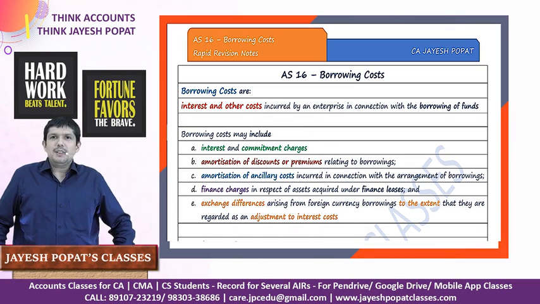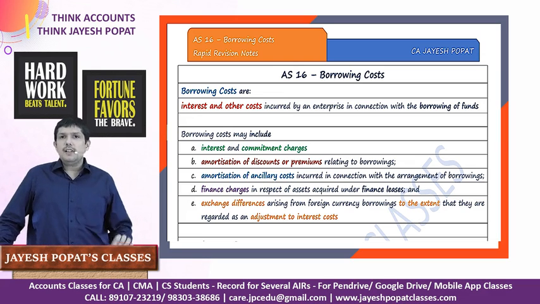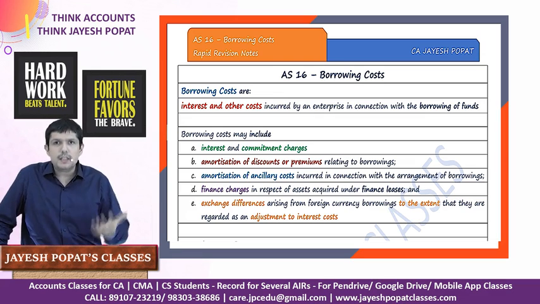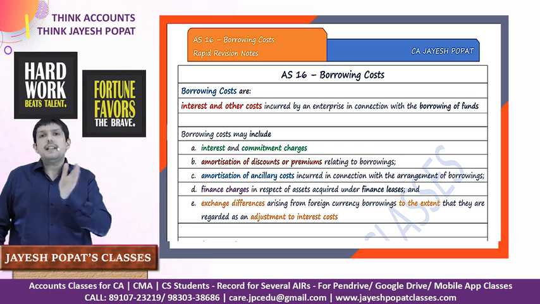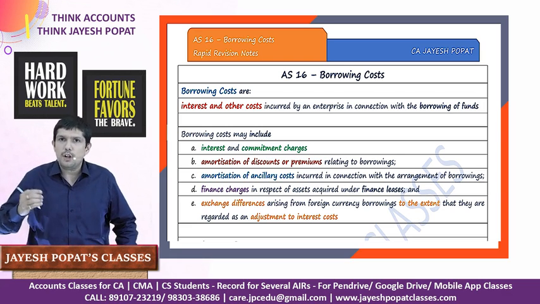Right guys, so let us start with the revision of Accounting Standard 16, Borrowing Costs. First we'll cover the contents of the standard, and then we'll move on to certain very important practical questions from the exam perspective. When we say borrowing cost, in the most simple sense, it would mean the expense which we incur in relation to the loans which we take. So borrowing costs are interest and other costs which are incurred by an enterprise in relation to borrowing of funds.